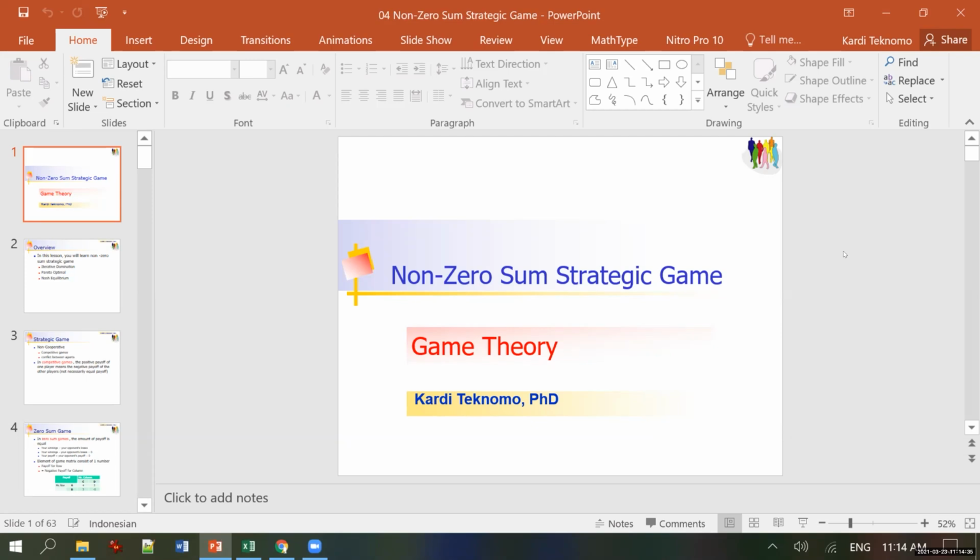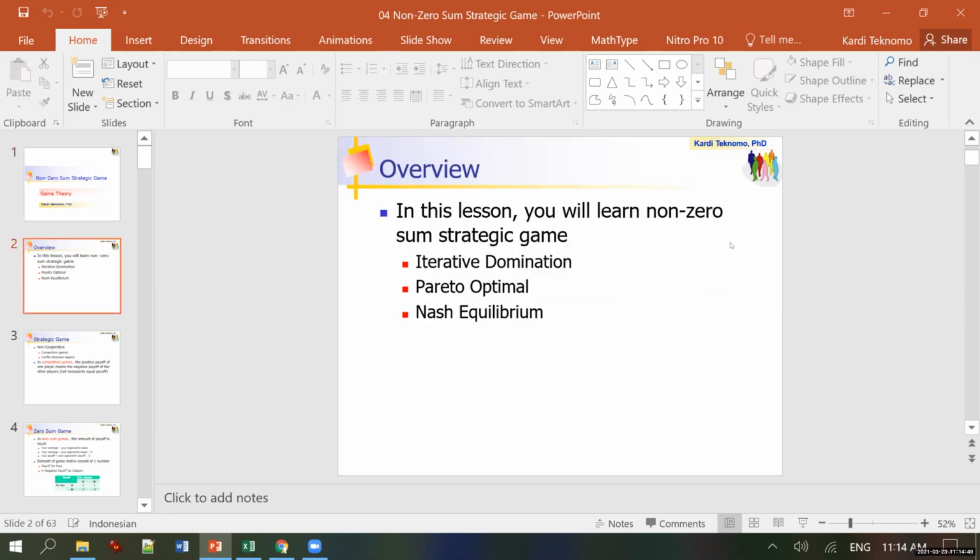Now let's formalize. We study this non-zero sum strategic game. In this lesson, you will learn about non-zero sum strategic games, and especially I want you to learn three things. One is called iterative domination. Actually, you have learned this last time. Second is Pareto optimal. The third thing is about Nash equilibrium.